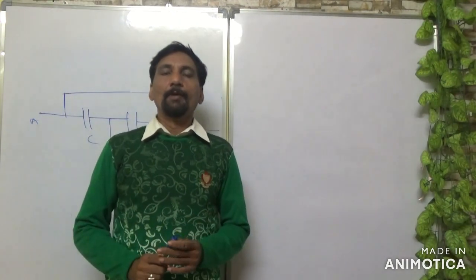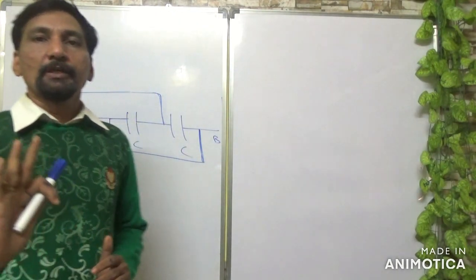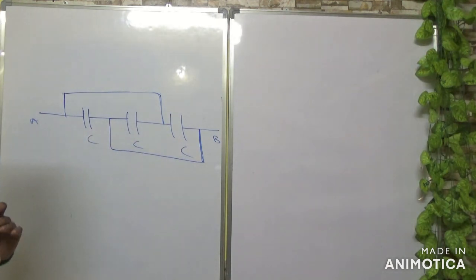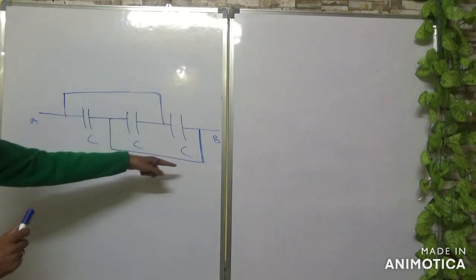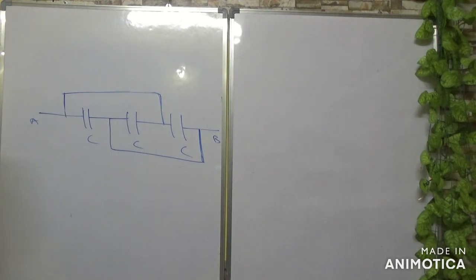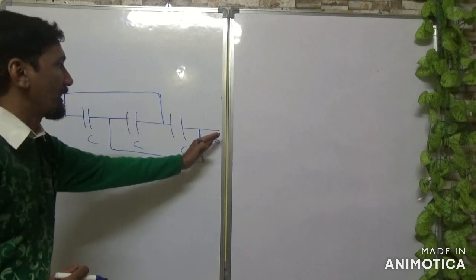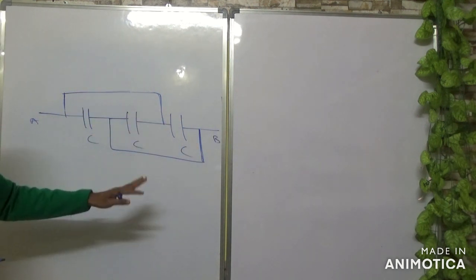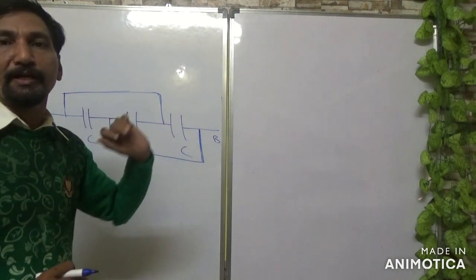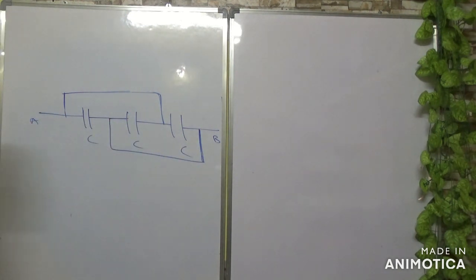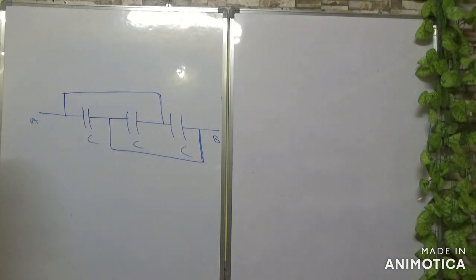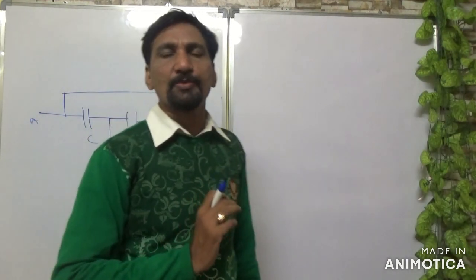Now about the given problem. You are given 3 identical capacitors connected in this way. You want to find the effective capacitance between A and B. When these joints are not given, it is very clear that they are all joined in series combination. But you have been given some joints now. How to solve such problems?